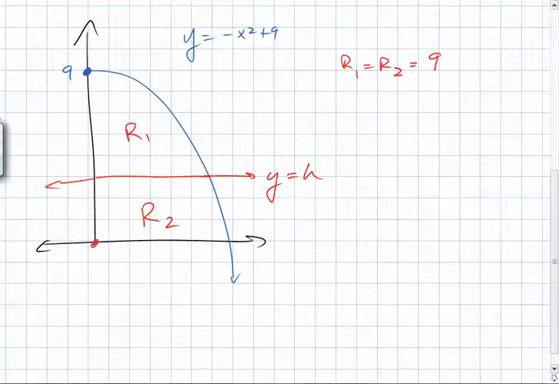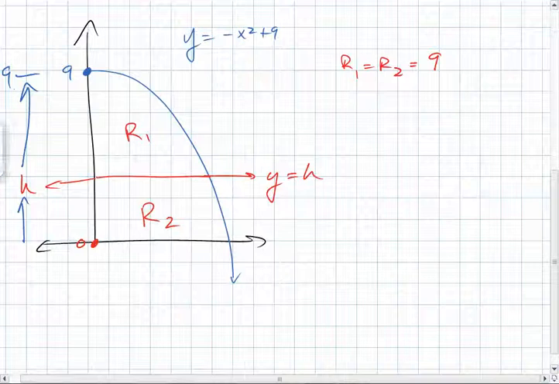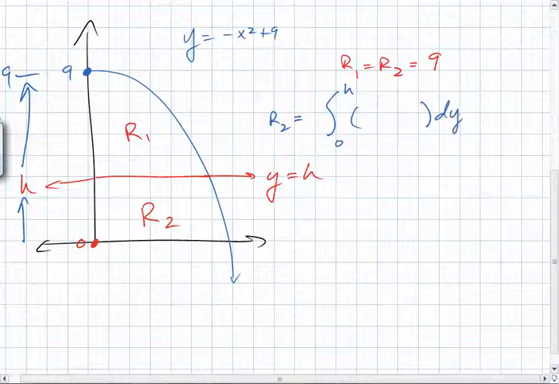So what is this? That's 0. This is h. So it goes from 0 to h to 9. Region 1 goes from h to 9. Region 2 goes from 0 to h. So region 2 is going to be the integral from 0 to h. You're not doing it with respect to x, you're doing it with respect to y. And you know that this integral is going to equal what? Because it's half of the overall. It's going to equal 9.